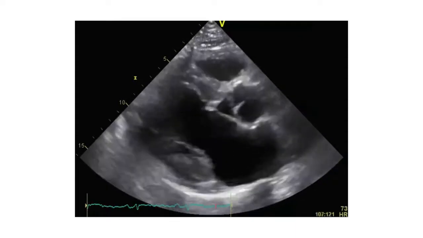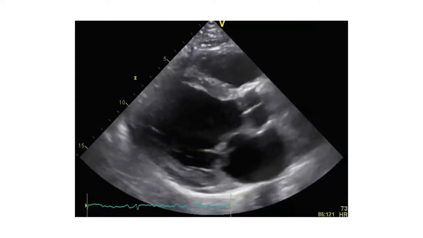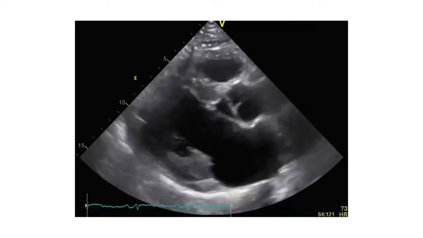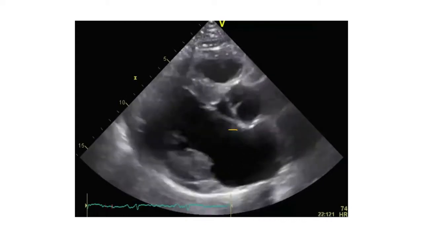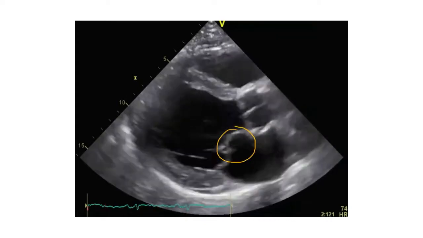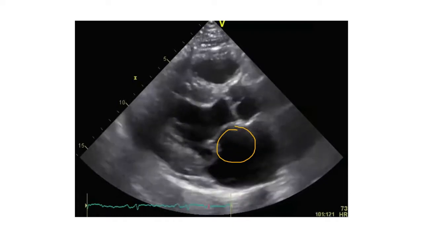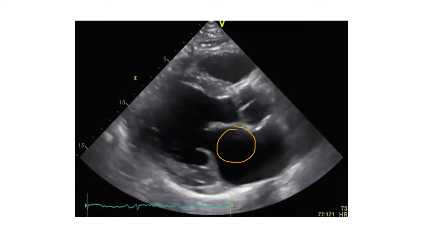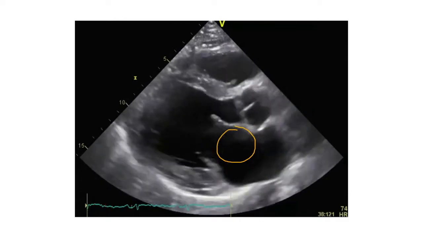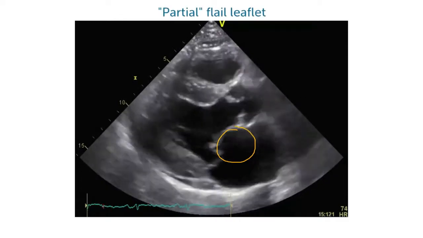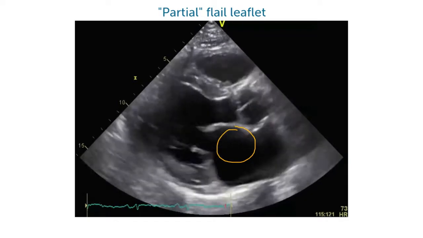Yes, Anna, this is definitely not a normal valve. It's a little bit thickened, and to pick up the pathology, it's not so easy. You have to look very closely. Right here at this region, you can see that there's a little part of the mitral valve which is actually prolapsing into the left atrium. This is a flail or a partial flail leaflet, a pathology which can really cause severe mitral regurgitation.